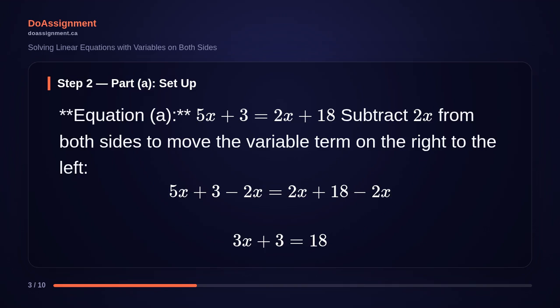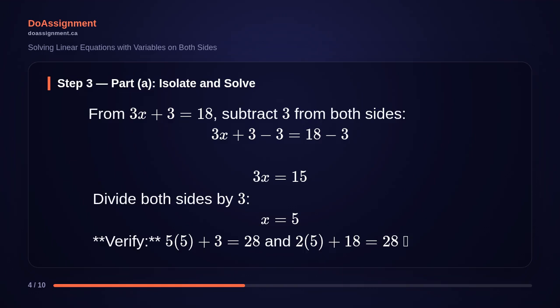For part A, we have 5x + 3 = 2x + 18. We subtract 2x from both sides to gather the x terms on the left. This gives us 3x + 3 = 18. Next, subtract 3 from both sides to get 3x = 15. Dividing both sides by 3 gives x = 5.